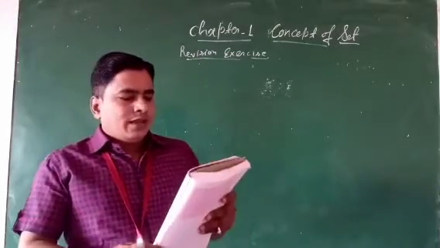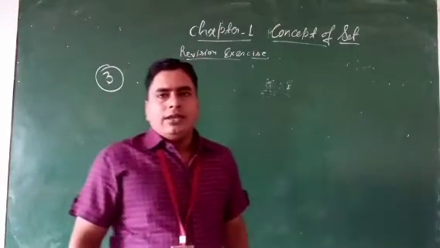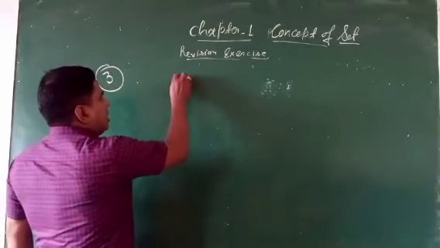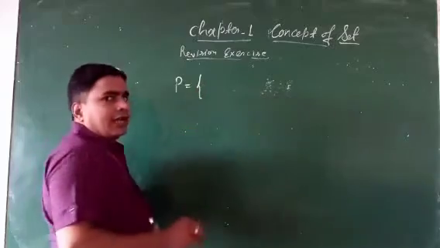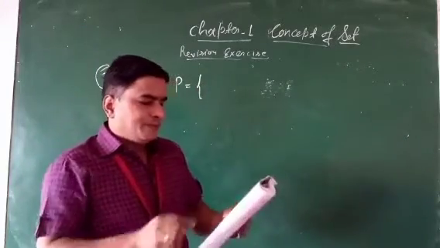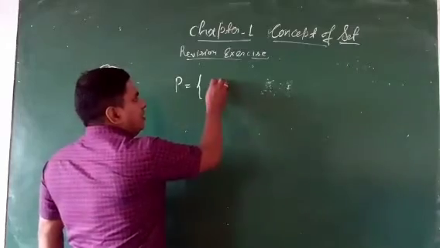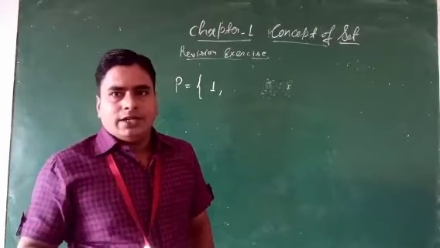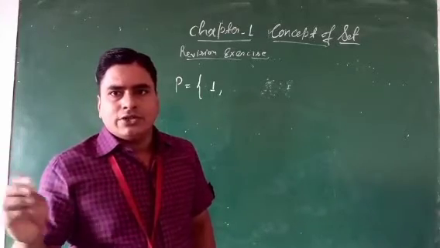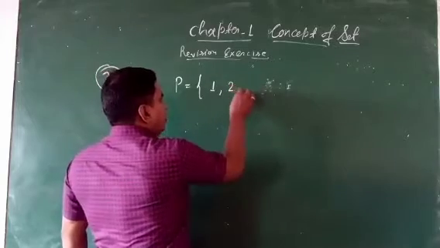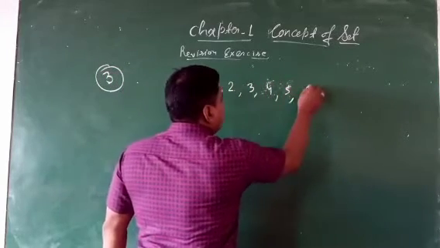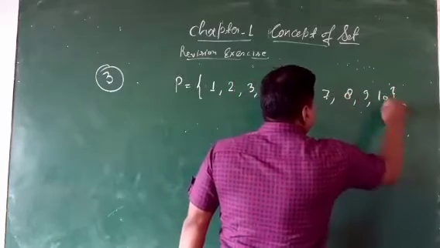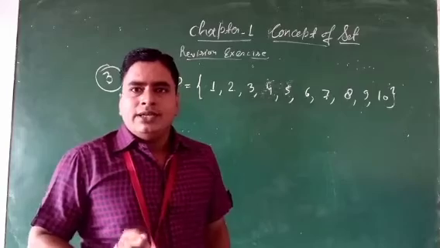First you have to write a set P, the set of natural numbers less than 11. So first you will write in tabular form, then set builder form. Less than 11. So we know that natural numbers start from 1, 2, 3, 4 and so on. Clear? So 1, 2, 3, 4, 5, 6, 7, 8, 9 and 10. Less than 11 means up to 10.